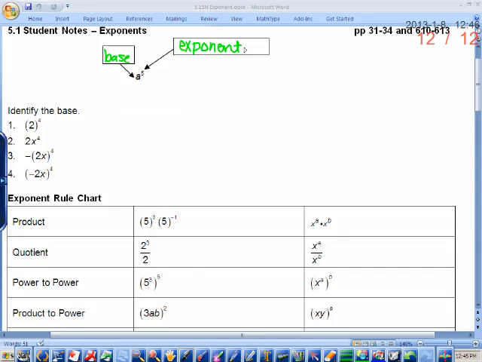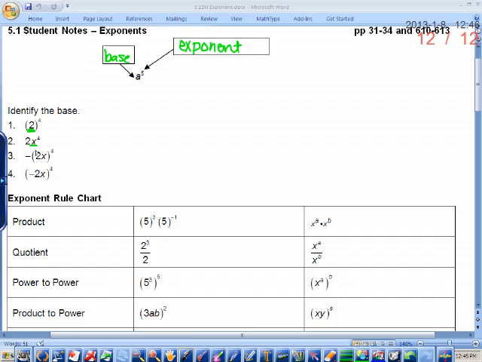You have to pay careful attention to what exactly is the base, what exactly is being raised to the power. You need to use your ideas of parentheses and what we know about order of operations. So in number 1, 2 to the 4th, what is the base? 2. Just 2. What about in 2x to the 4th? Just x. Why just x? Because it's not in parentheses. You have to do the exponent first, and then you'll multiply by the 2.